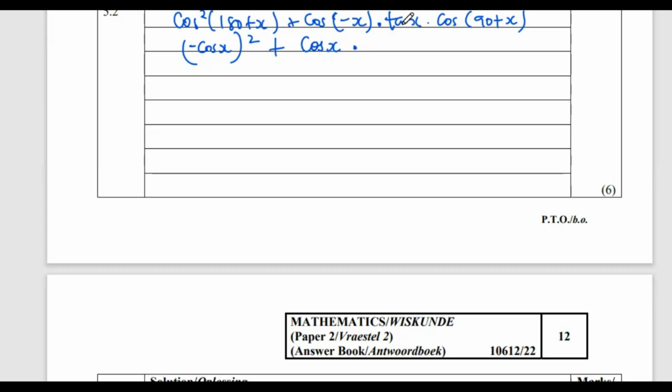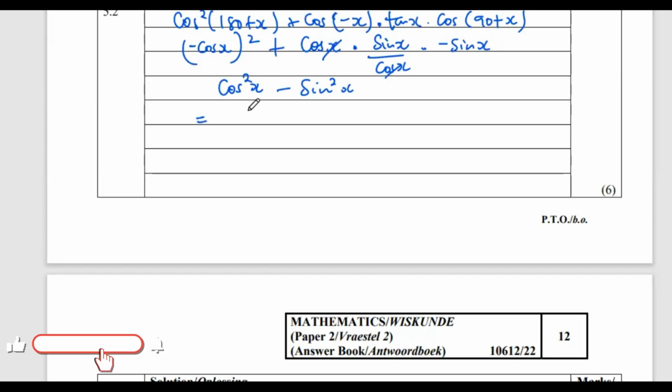We could change the tan into something like sine x over cos. Okay, and then the cos of 90 plus, this must always give us a negative sine x, since those are complementary angles. So what we see is that this is going to give us a cos squared x. This is going to cancel that and that, and we have negative sine squared x. So cos squared x minus sine squared x, this is a double angle, of course. So that's the same as cos 2x.